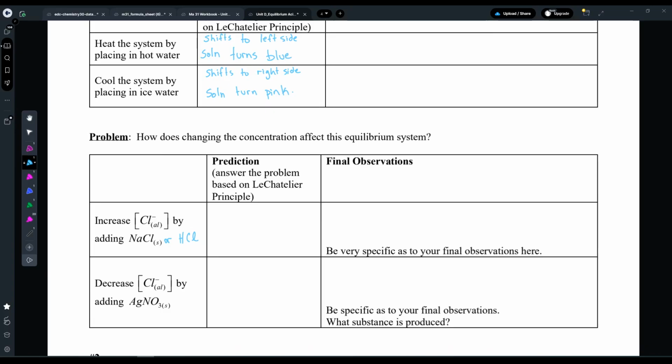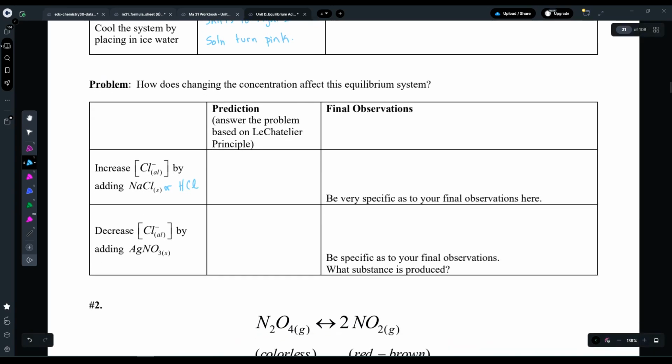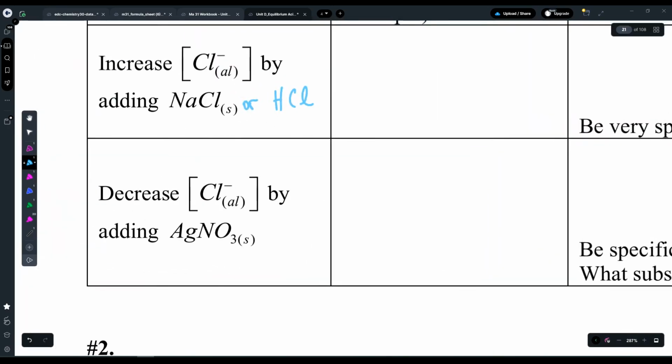Now for the second stress, we're decreasing chloride ions by adding silver nitrate. Silver nitrate is soluble in water. An ionic compound that's soluble in water dissociates, and this is going to dissociate into silver ions and nitrate ions.